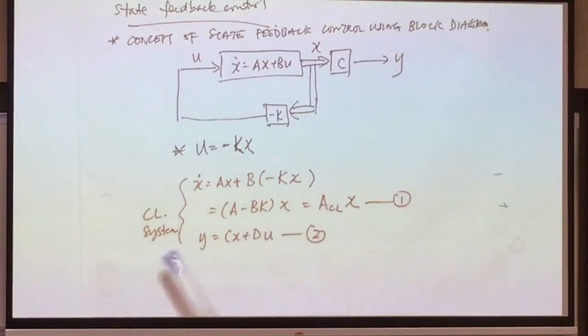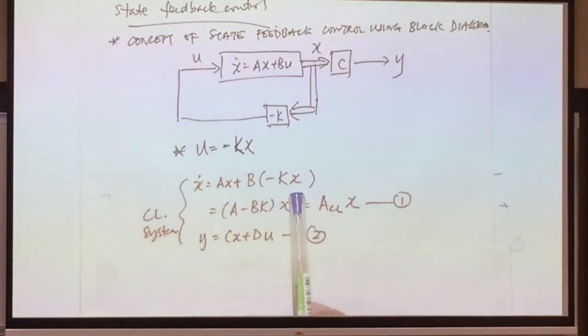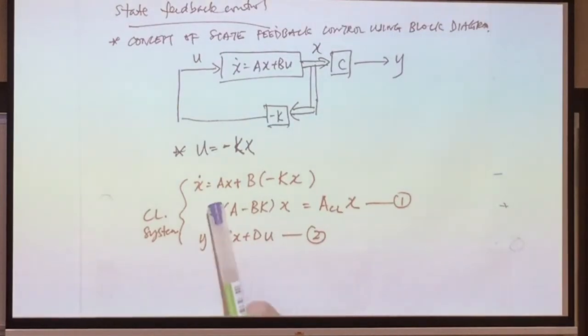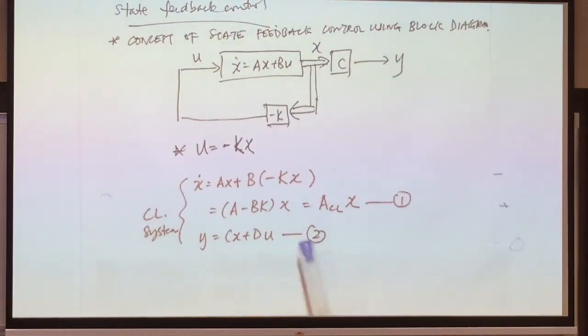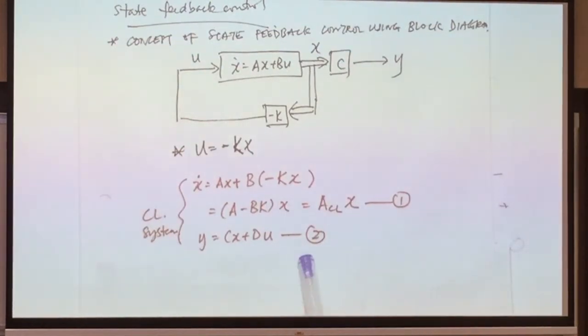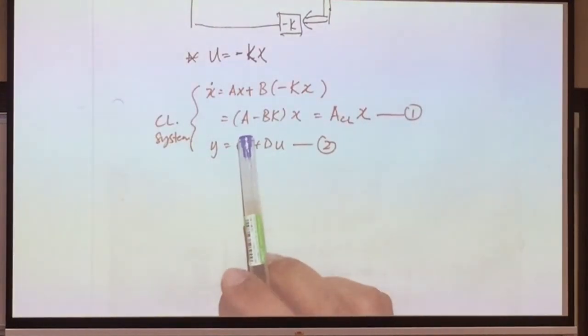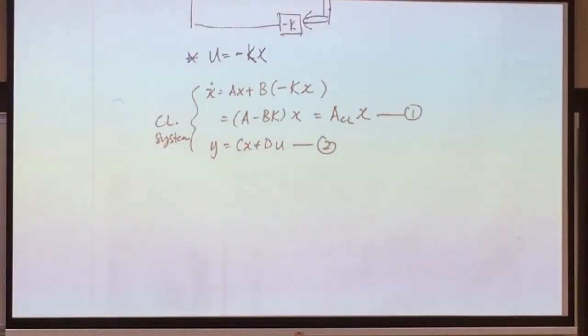Yes. So we want to look at the closed loop system. Originally the open loop system was x dot equals Ax plus Bu. Now u is minus Kx. Group the x together, so you have A minus BK times x. Okay? And I tell you that A minus BK is ACL. So in the closed loop system, your A is now A minus BK.